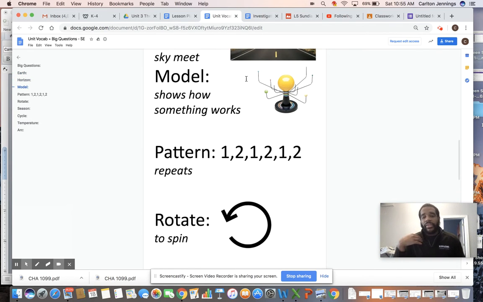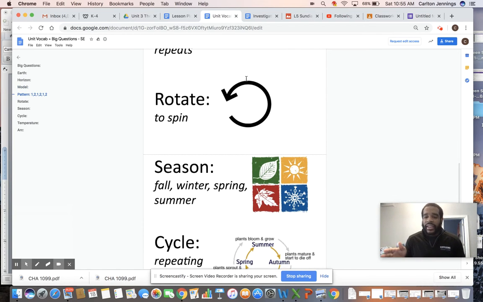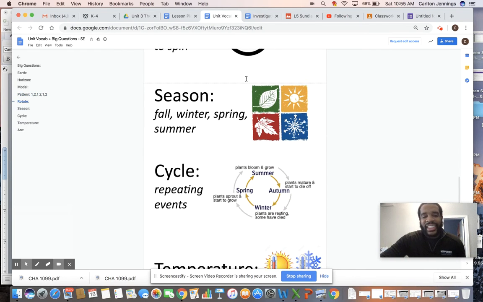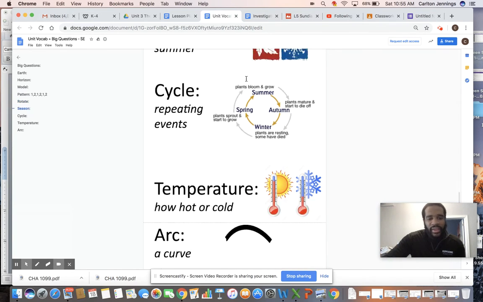Pattern. Everybody say pattern. 1 2 1 2 1 2. Pattern is something that repeats. Rotate. Rotate means to spin. Very good. Season. Everybody say season. Fall, winter, spring, summer. Good job, you guys. Cycle. Cycles are repeating events. Cycles are very good.